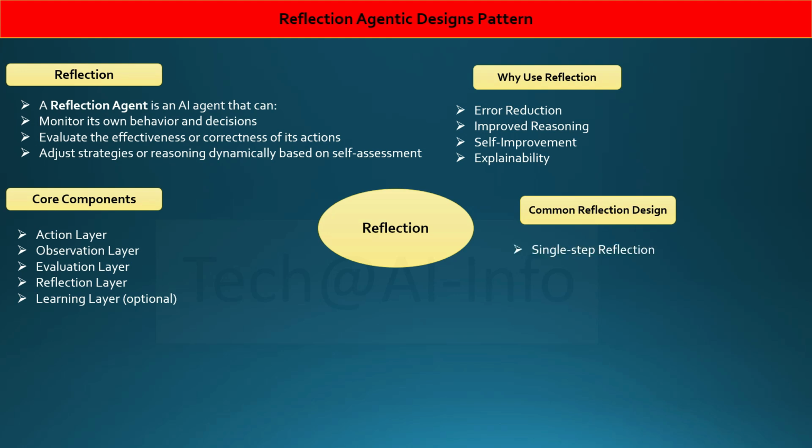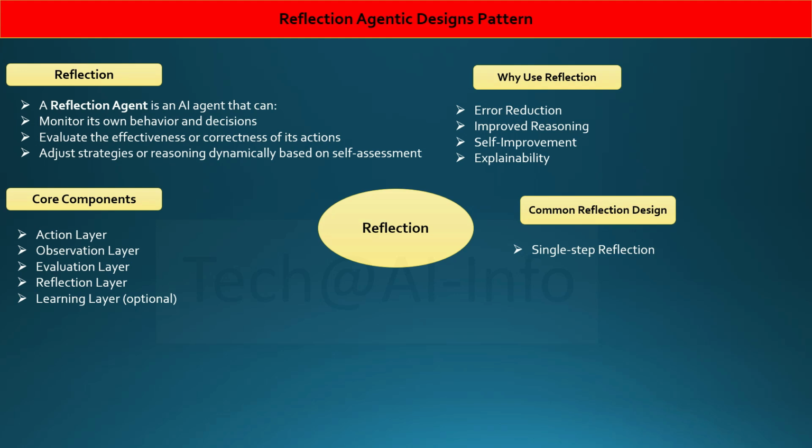So the first one is single-step reflection. The agent performs one round of self-evaluation after generating an output. So the flow looks like execute, evaluate, adjust, and return the results.